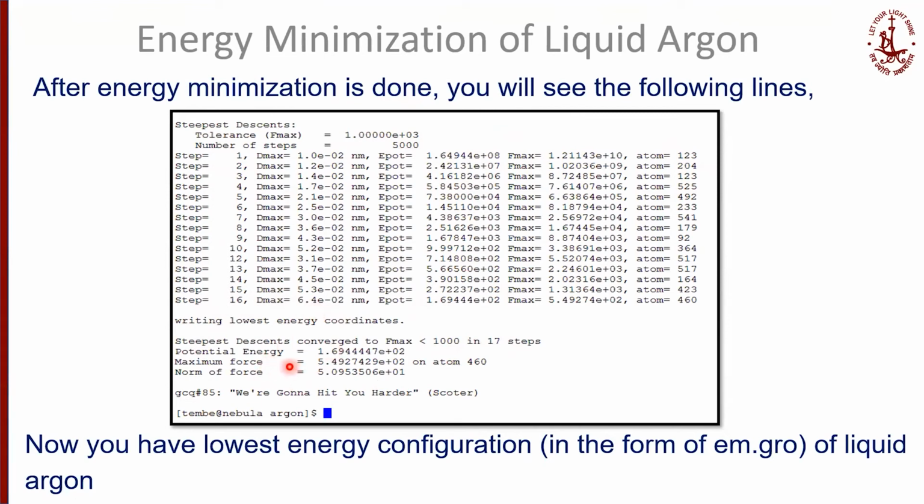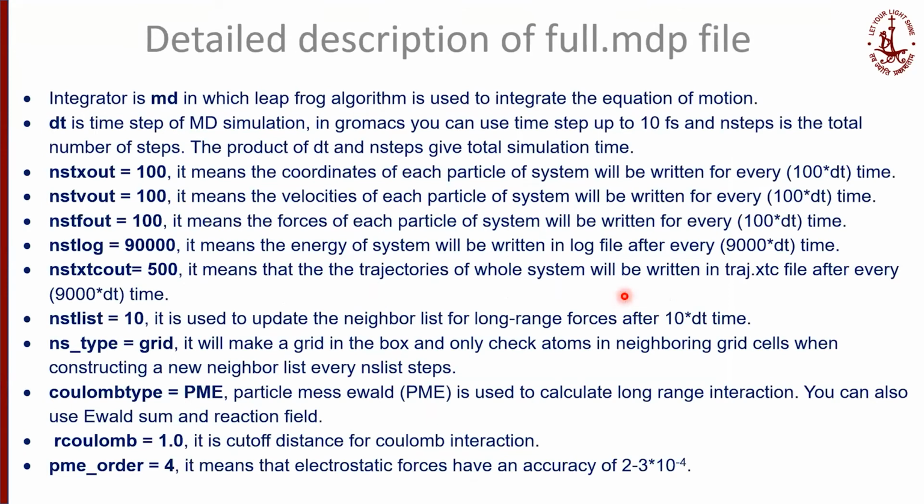What is the potential energy at that step? This is what your value is. Maximum amount of force, norm of force. So your steepest descent is writing the lowest energy coordinate. So the em.gro that you will get is the lowest energy coordinate. Once you have your lowest energy coordinate, you are going to use it to run your equilibration and full molecular dynamics. What and all you have in the full MDP file?